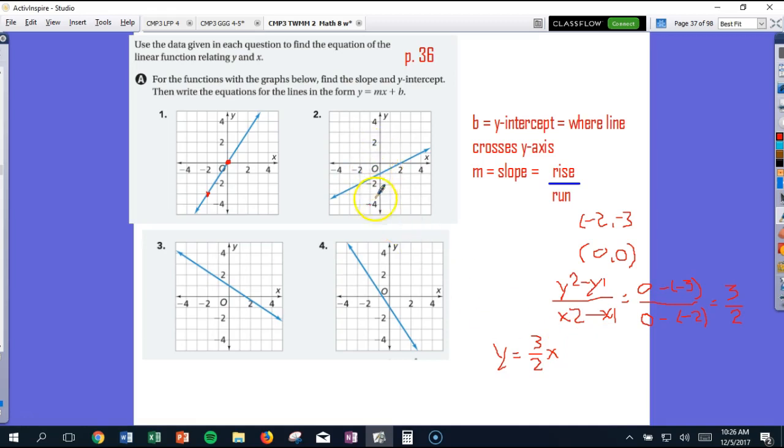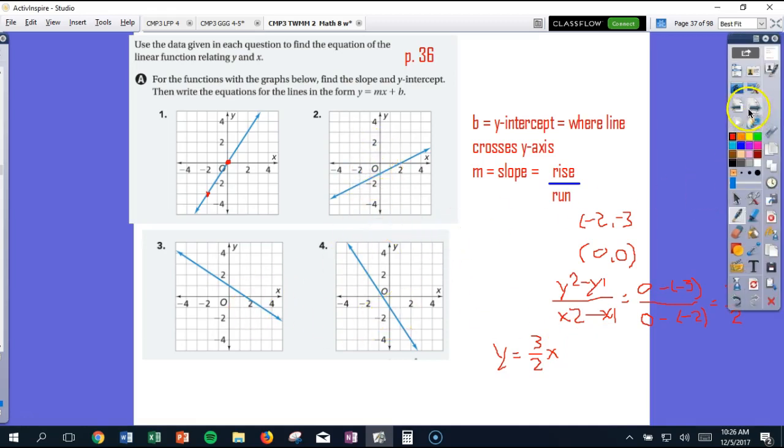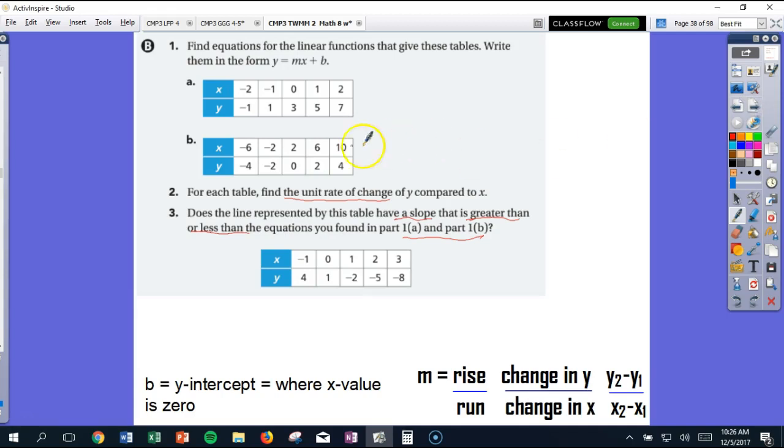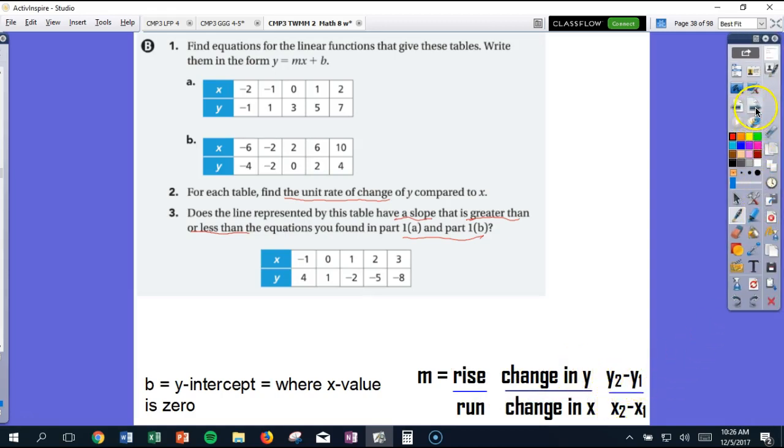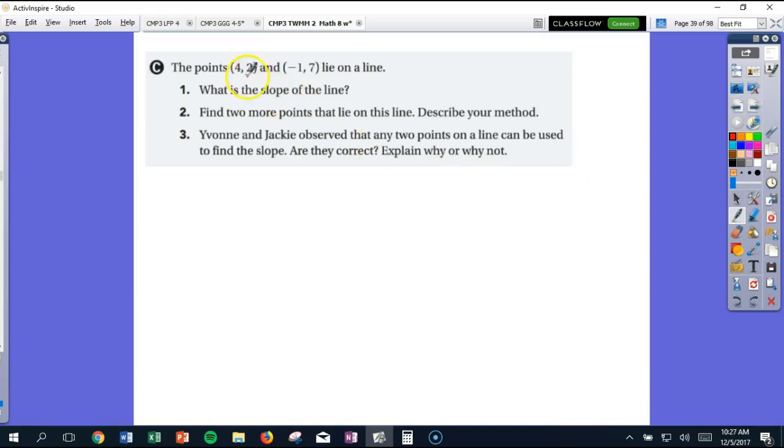So I want you to do that with each of these other ones, 2, 3, and 4. And then we get into part B. They give you that same sort of information, but they give it to you in table form instead of graph form. So I want you to do the same thing there. Answer a few other questions. Down here, I've reiterated that b equals the y-intercept, or the value of y when x is 0. Sorry, I couldn't spit that out. And that m is rise over run, change in y over change in x, or y2 minus y1 over x2 minus x1. Part C, now they just give you 2 points.